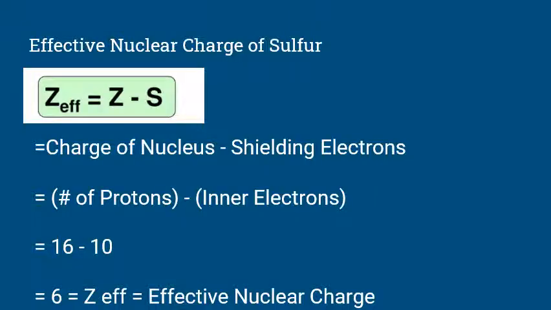One more time, here's our equation for effective nuclear charge. It is that we take the charge of the nucleus minus the shielding electrons. In our previous example of sulfur, it was 16 for the protons minus 10 for the shielding electrons, equaling 6.